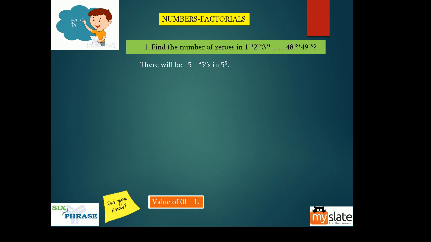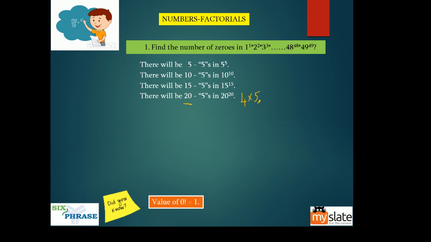So in 1 power 1, 2 square, 3 cube, 4 power 4, there will be no 5's, right? Yes. So in 5 power 5 there will be 5 5's. In 10 power 10 there will be 10 5's. In 15 power 15 there will be 15 5's. In 20 power 20 there will be 20 5's. Correct, guys? Yes. See, 20 is nothing but 4 into 5, right? So this 20 times will give you 25's. So that is why I've given 25's.